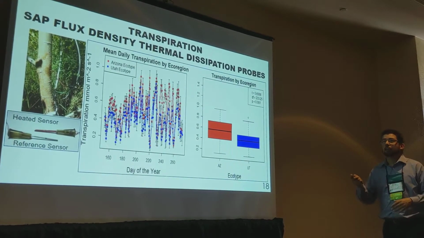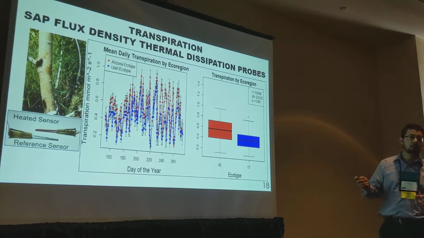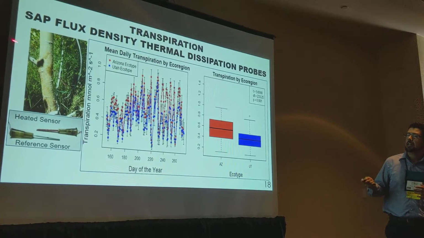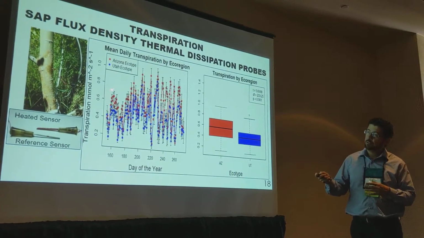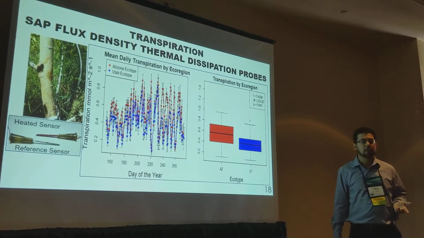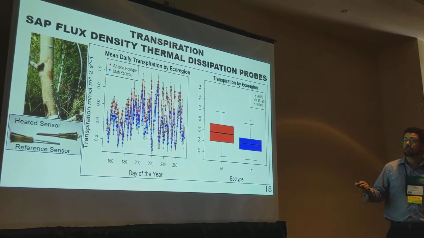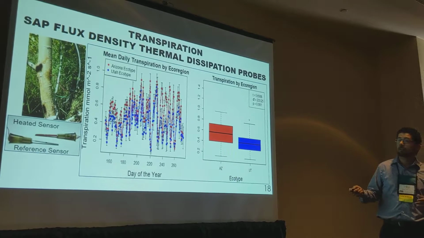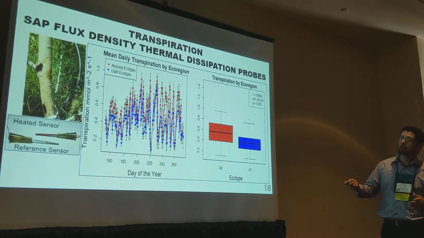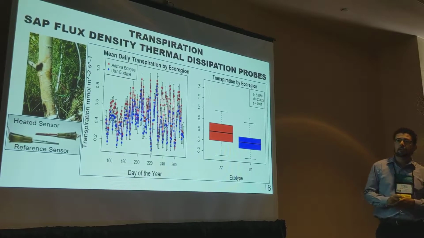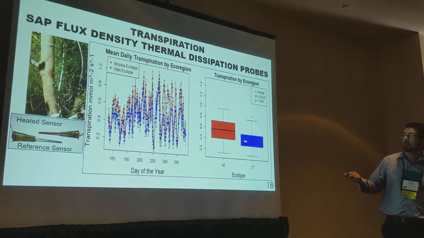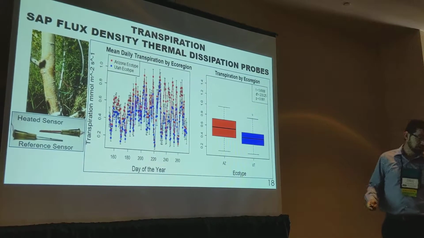I also ran a sap flow thermal dissipation probe while I was taking all these measurements from June to October, and here you see every dot is the mean daily transpiration rate. In red is the Sonoran Desert, and blue is the Utah High Plateau, and you see that all the time the Arizona ecoregion got higher transpiration rates, grouping together the entire season.